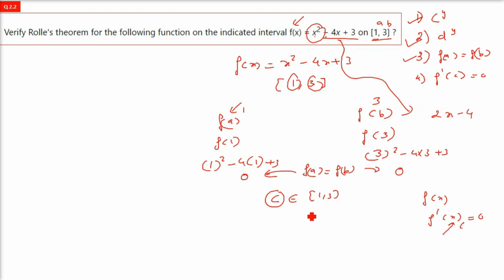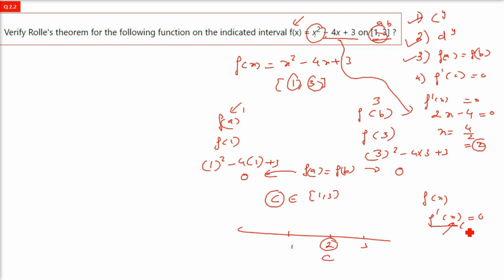When we differentiate it, it will be 2x minus 4. And when we put this equal to 0, 2x minus 4 equals 0, that gives x equals 4 by 2. So you get x as 2. Now you just have to see whether 2 lies between 1 and 3, and absolutely in this case, 2 is intermediate between 1 and 3. And this is the C value, the value for which the derivative of this function is 0. That aligns with the discussion of Rolle's theorem.